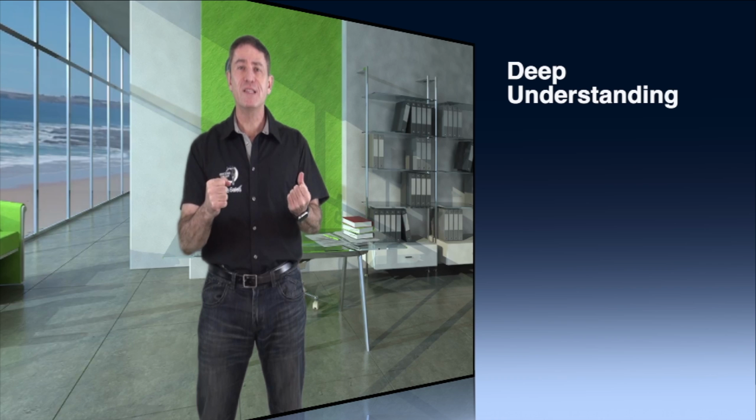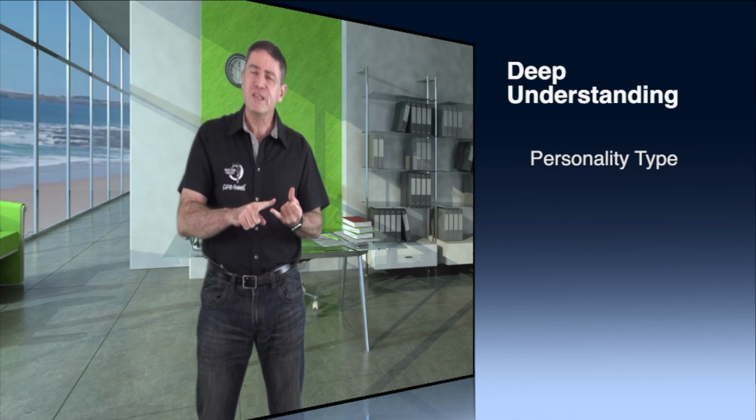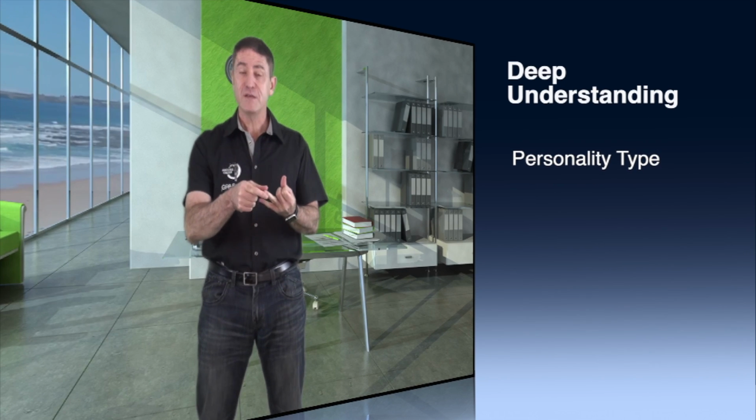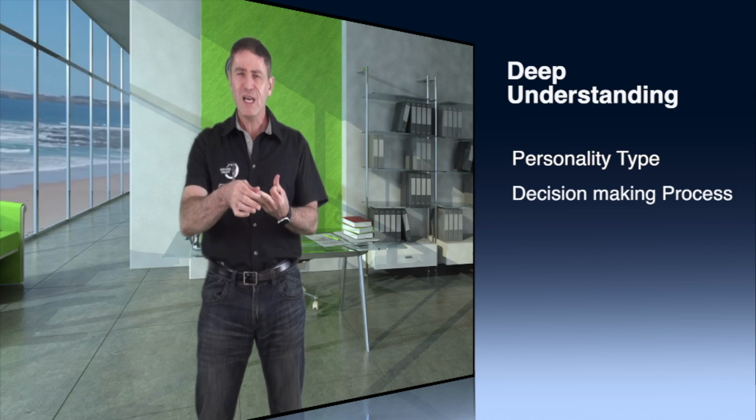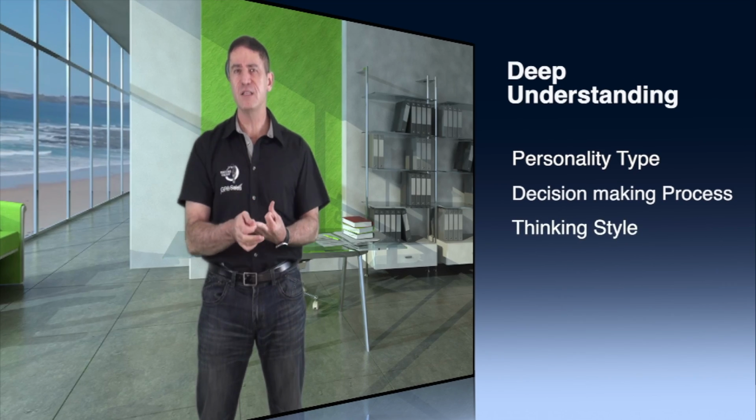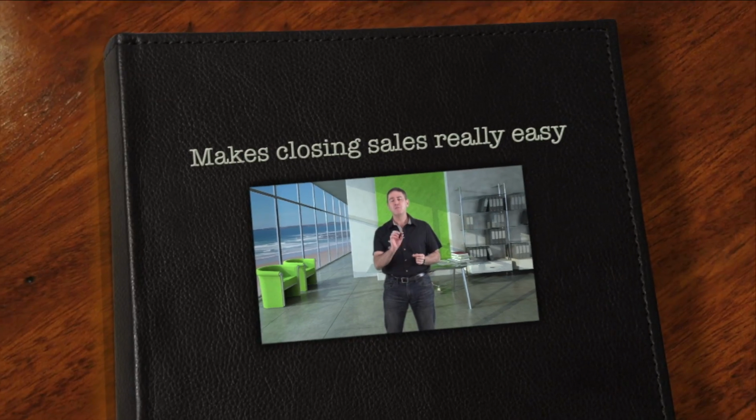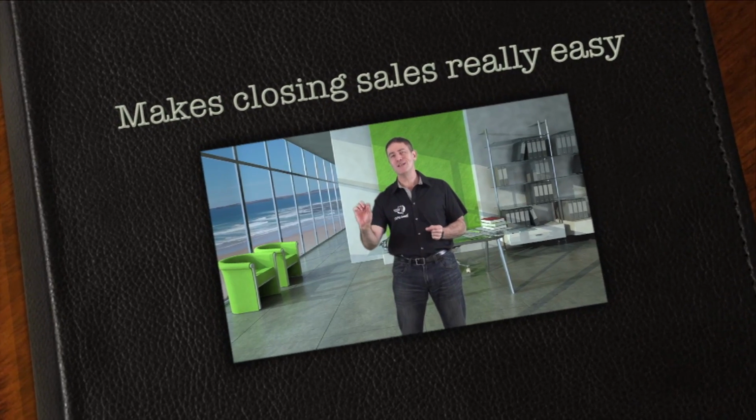And so the more you can get a deep understanding around what kind of personality type you like dealing with, what decision-making process, what kind of thinking style is easiest for you to work with. And then we need to look at the bigger picture and say, okay, so what other characteristics about the individual make closing sales really easy for you?